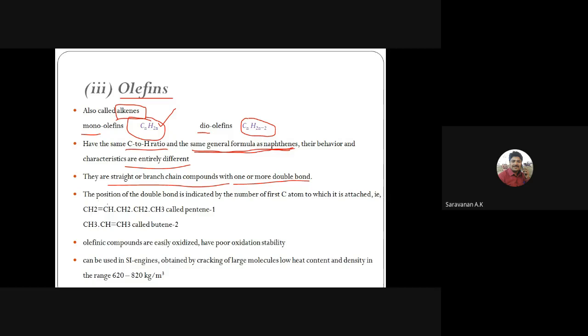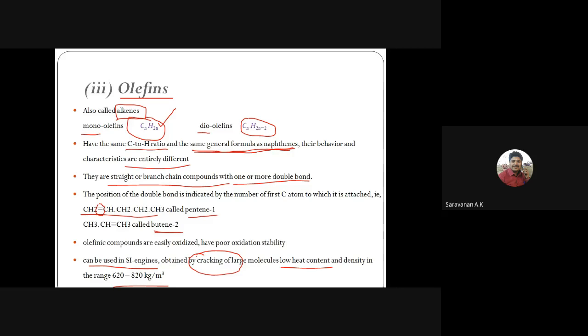double bond. This is called the double bond. Depending upon the position, it will be called butene and pentene. Here the density value will be around 620 to 820 kg per meter cube, and it has a low heat content, and it can be used for SI engines. It is obtained by the cracking process, which is one of the refining processes.